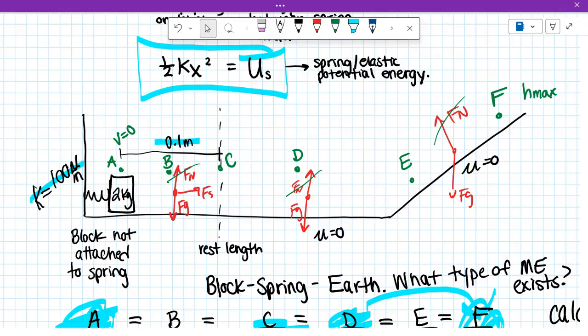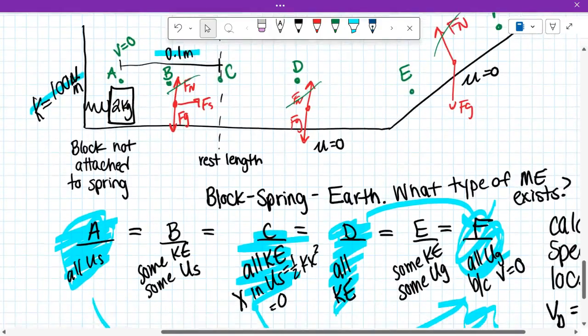Okay. So pause, take a minute to figure out what type or types of energies I have at A, B, C, D, E, and F. So hopefully you pause because I'm going to show you the answers.